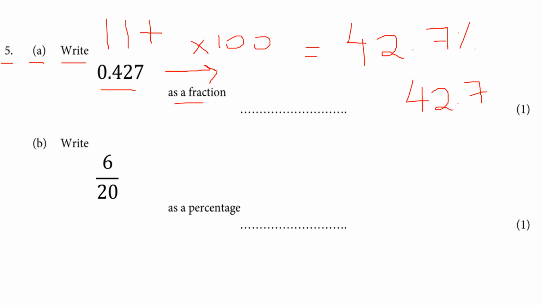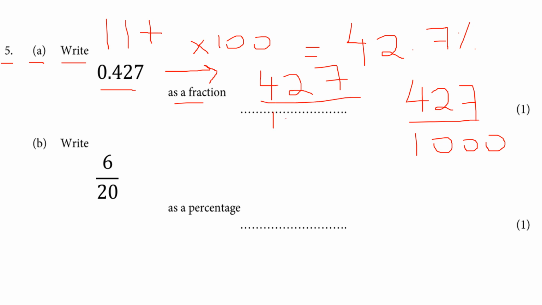Now we don't like to have a decimal as part of a fraction, so I'm going to multiply top and bottom of this fraction by 10, removing the decimal point, so that will now become 427 over 1000. So that answer, guys, as a fraction is 427 thousandths.